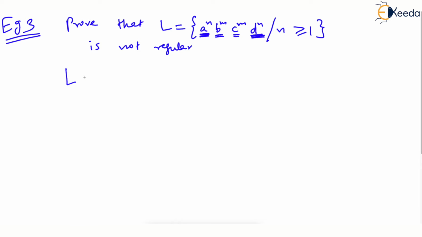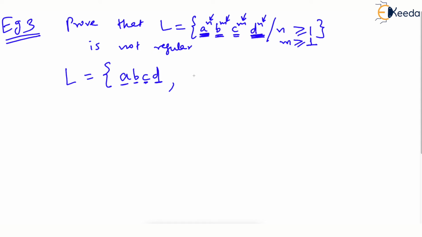So what can be the strings in this language? A, B, C, D. Just check. Number of A is equal to number of D. Number of B is equal to number of C. Oh, one more condition I forgot to write. N should be greater than or equal to 1. M also should be greater than or equal to 1.